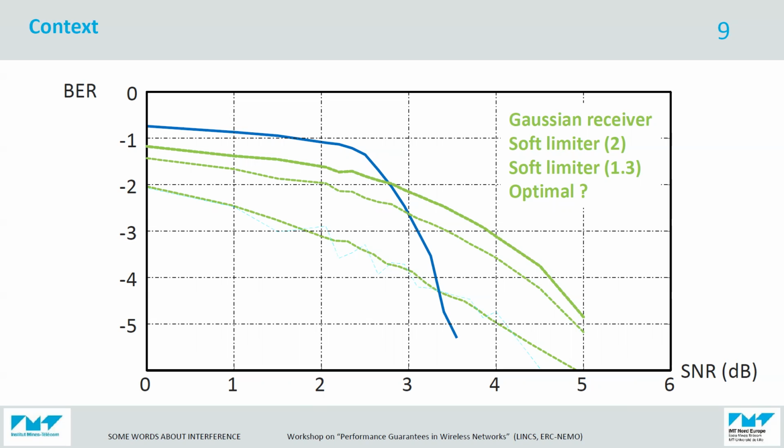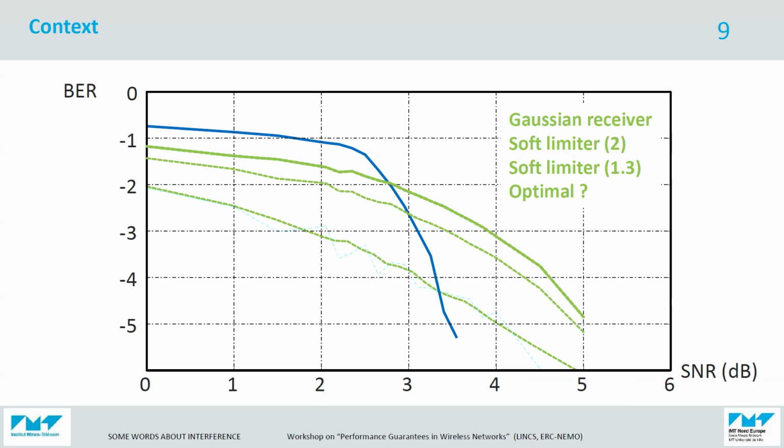And if you use what I call soft limiters there, so you clip your signal, you get an increase in performance. It's still completely different from the Gaussian noise. And I put the last one there, optimal. Where is the optimal receiver? It's here, but there's no error, so you don't see it.